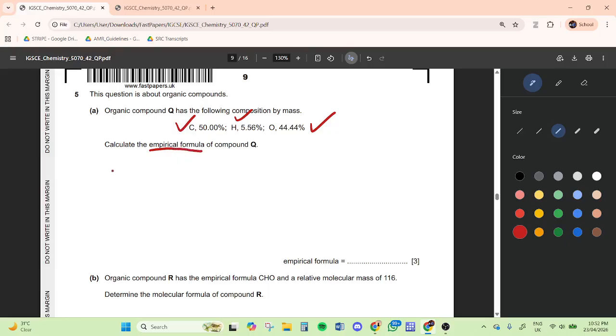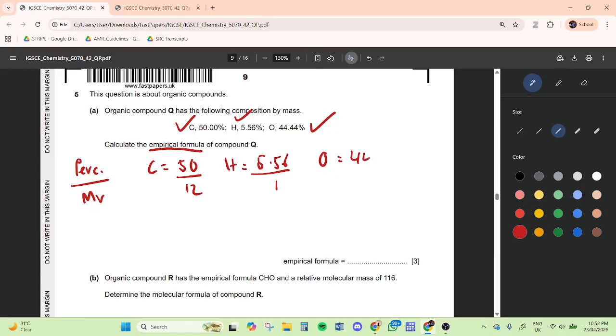So by now we should know, if you're going to figure out the empirical formula of any compound, you take the percentage of each element, and you divide it by the MR. So for carbon, that'll be 50 divided by 12. For hydrogen, that'll be 5.56 divided by 1.